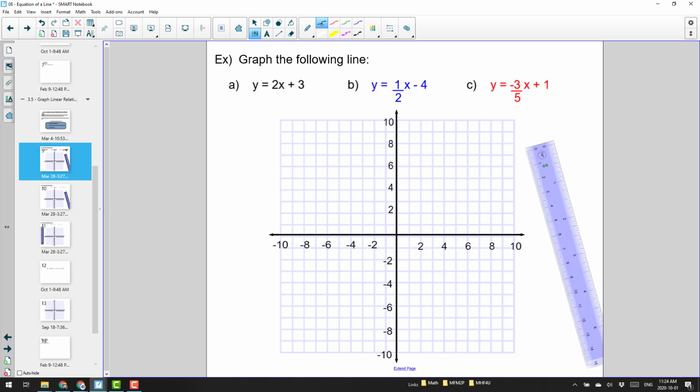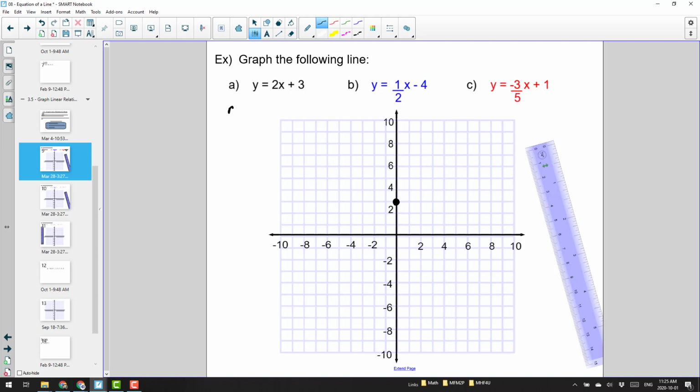So once we've done that, let's look at our method here. We're going to do our first line, y equals 2x plus 3. I'll go slow to begin with, and then we'll start picking up the pace to see how fast we can actually do this. So the first thing I'm going to do is look at my b value, which is 3 in this case. So I know I have a point right here at 3 on the y-axis. Then I look at my slope. Well, my slope is 2.